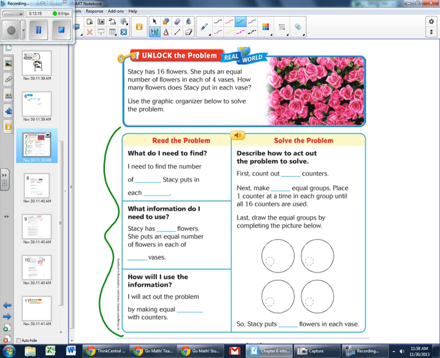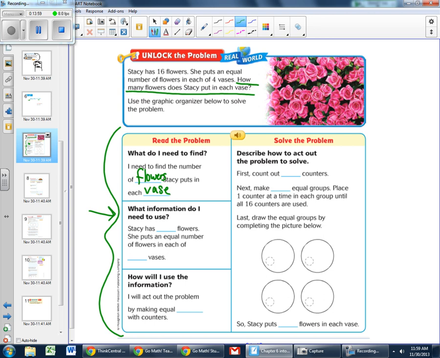What do I need to find? So let's go back into our problem and look at how many flowers does Stacy put in each vase. And remember, when you're solving story problems or word problems, you want to make sure that you underline those essential things so that you remember those as you're going through the problem, especially when you have such a big graphic organizer to fill out. And you should be thinking about creating your own on scratch paper whenever you have word problems to help you solve those. So what do I need to find? I need to find the number of flowers Stacy puts in each vase.